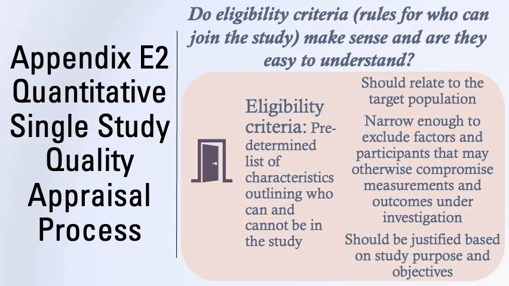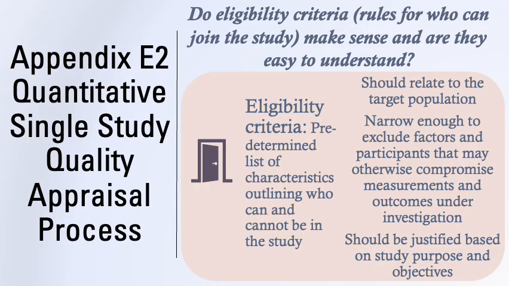The fourth quality appraisal question for the methods section of a quantitative study asks, do eligibility criteria, rules for who can join the study, make sense and are they easy to understand? Another word for eligibility criteria would be inclusion and exclusion criteria.